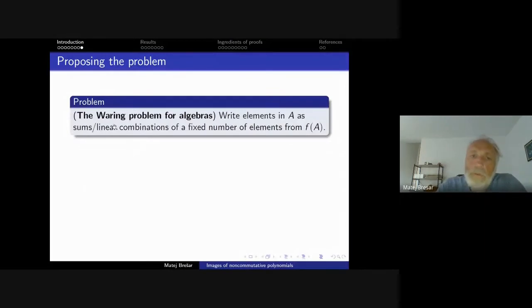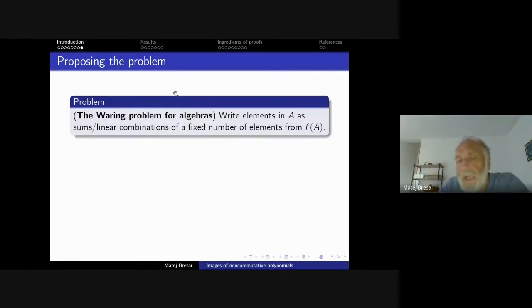Okay, so now here is the general problem I would like to propose. I call it here the Waring problem for algebras, and it says the following. Taking an algebra A and a polynomial F, let's try to write elements in A as sums, or sometimes maybe linear combinations will be necessary, of some fixed number of elements from the image.